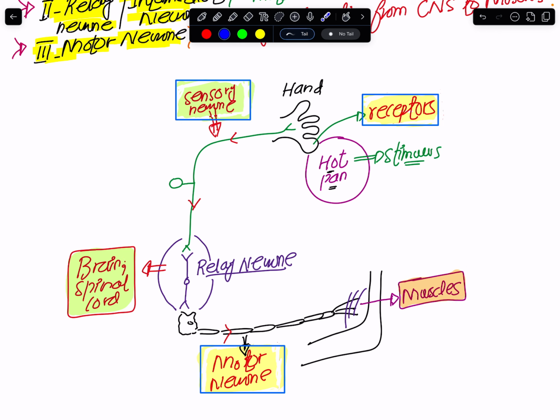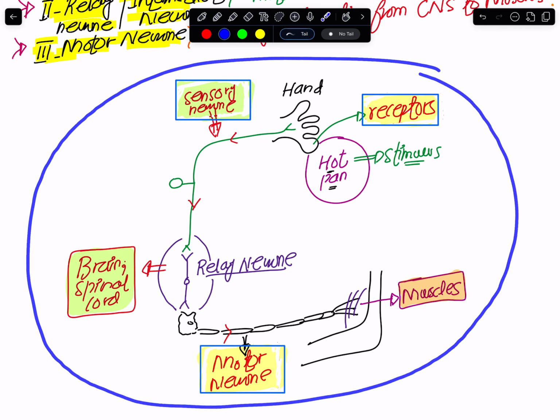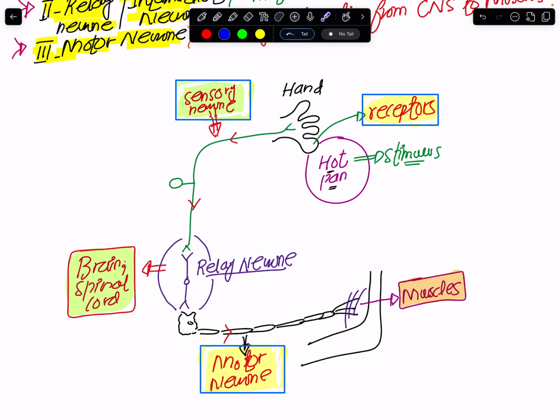Either it could be the muscle or it could be the gland, and they would respond according to what was decided by the brain and the spinal cord, and by that we would respond to a stimulus that we were exposed to in the external environment. And this is how an entire situation, or the entire communication, is brought about by these neurons that we have with us.